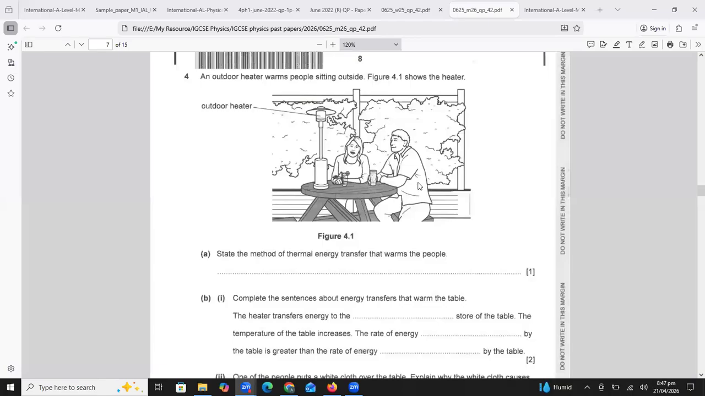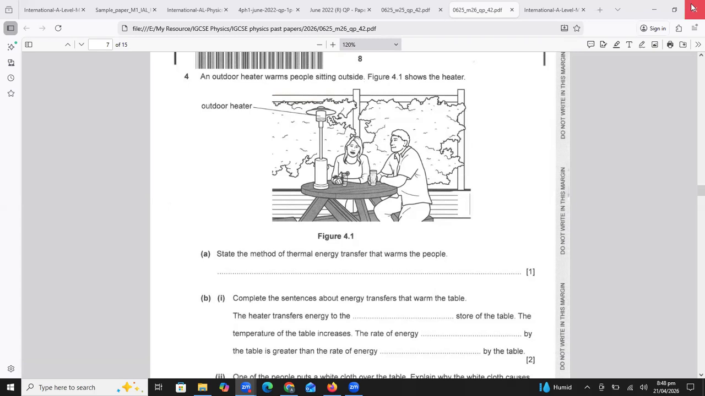With you. Question number 4, part A. In question number 4, part A, they are asking: state the method of thermal energy transfer that warms the pupil. So it means there is only one way through which energy can be transferred: radiation. Because conduction cannot occur in air, and in convection, warm air always rises up. So there is only one process through which energy is transferred, that is called radiation.